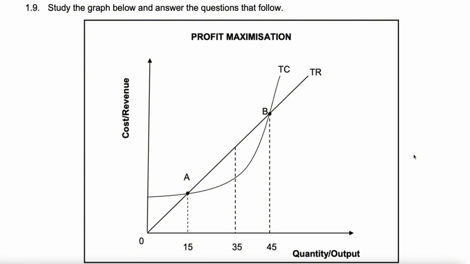As we look at this graph, it says study the graph below and answer the questions that follow. We see something a bit unique. Well, it's not that common. Profit maximization, and then we have total revenue here. We have total cost. We are used to having those graphs with average revenue, average cost, marginal revenue, marginal cost and stuff. Now this one, let's analyze. Clearly we can already see this is a perfect market.